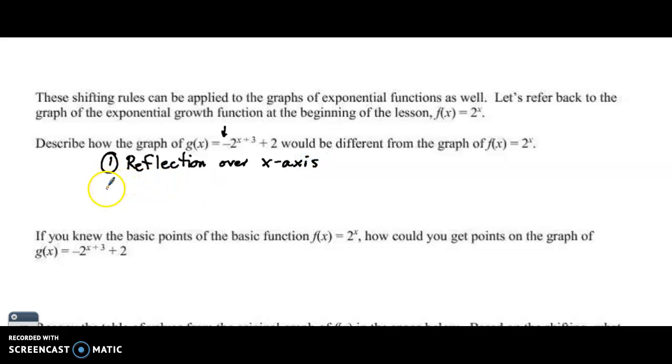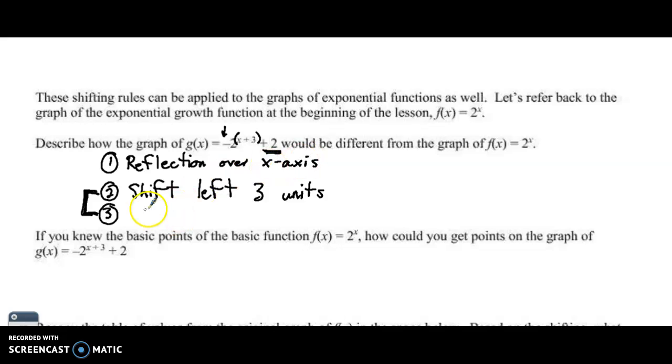And then the next one, it doesn't matter which shift you do next. So 2 and 3 can switch orders. So I'll just put like a little box here that you can switch these two around. This order doesn't matter, but I do like to see the reflection first, then the 2 shifts. Now remember, if we're inside, we're adding to the x, it's backwards. So it is left 3 units. And then this plus 2, as we've talked about before, that's your horizontal asymptote, is shifting up 2 units.